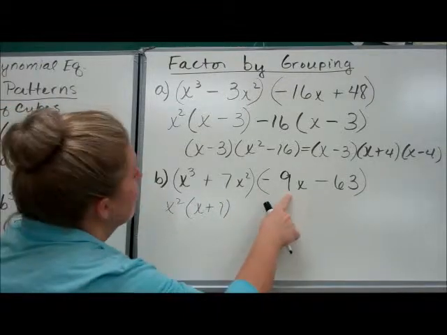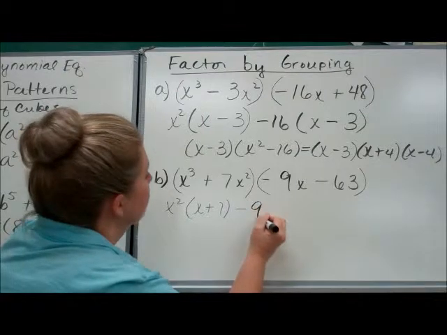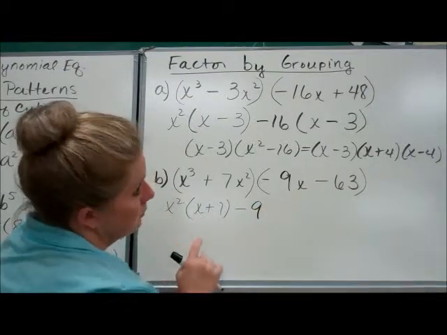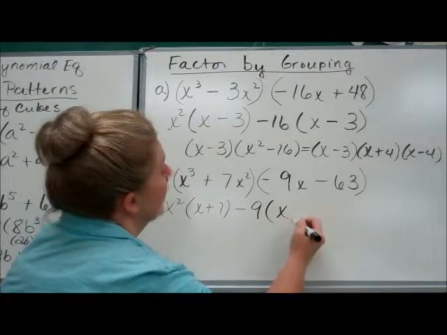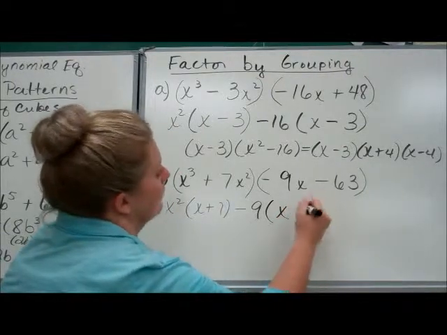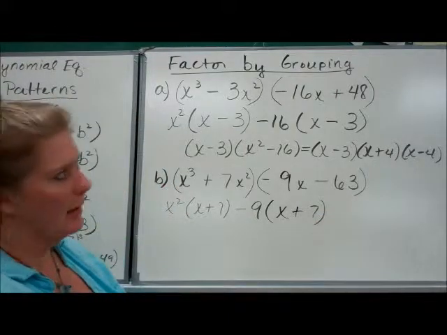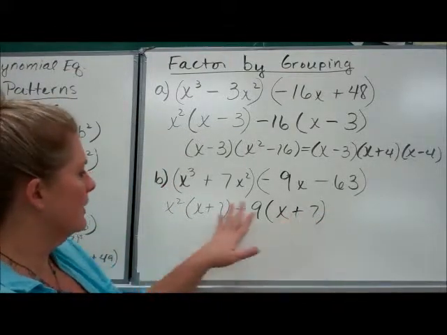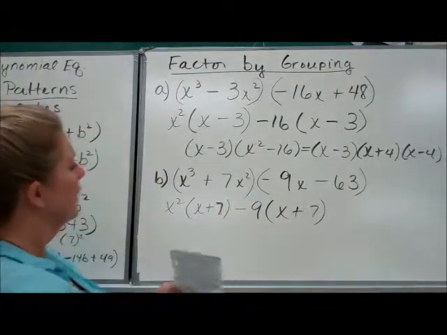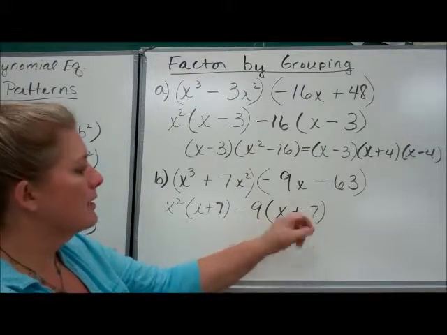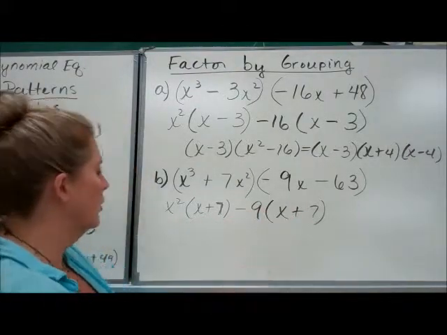Next one, yeah, definitely want to factor a negative out of there. So negative 9, because 9 goes into 63. That's nice too. And this is going to be positive x, plus 7. How convenient is that? I've got x plus 7 and an x plus 7. I didn't make my 7 very nice, did I? Okay, x plus 7, x plus 7. That's the whole point of factoring by grouping, to get those binomials.